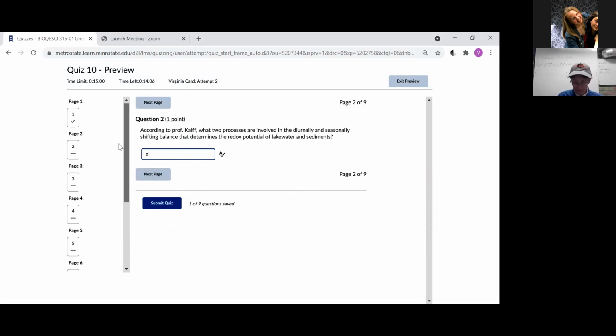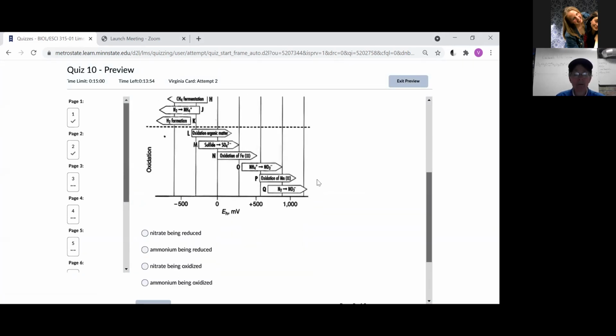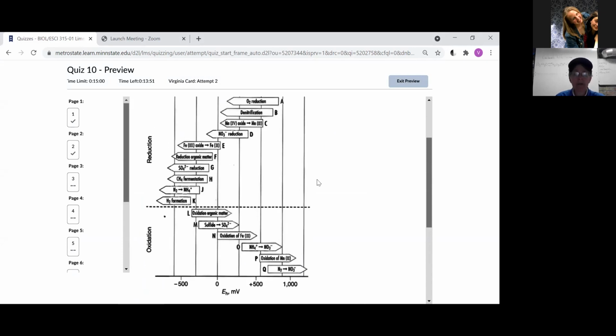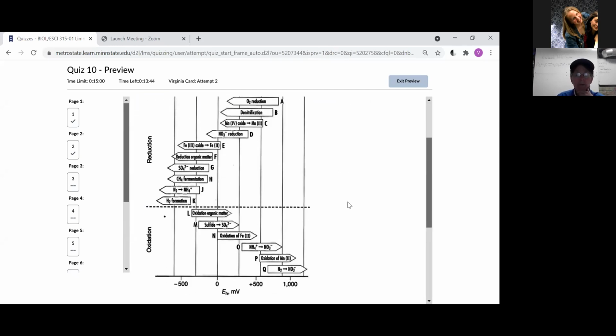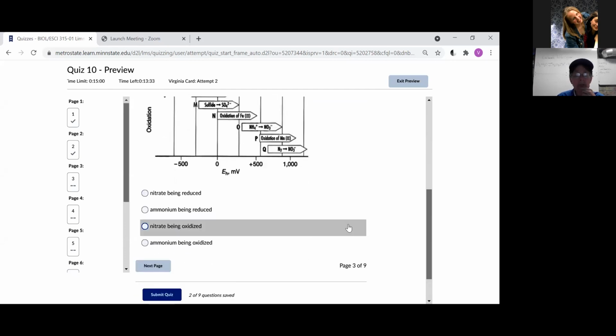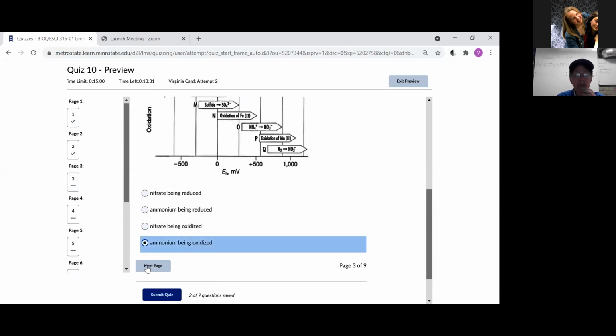Okay, I should spell that out. Photosynthesis and respiration. If I spelled it exactly like I did in the key, it'll automatically get it right, but many of you won't, so that'll be hand graded. Based on the information in the diagram, what's most likely to be happening in lake water with a redox potential of 500 millivolts? At 500 millivolts, I'm expecting to see ammonium getting oxidized or manganese getting oxidized. What are my choices? Ammonium getting oxidized.